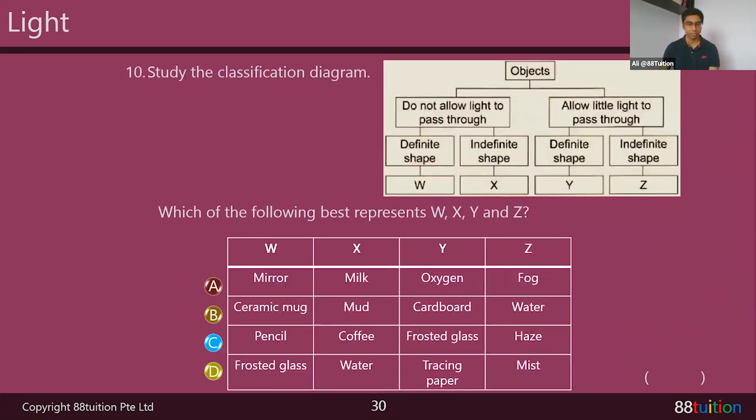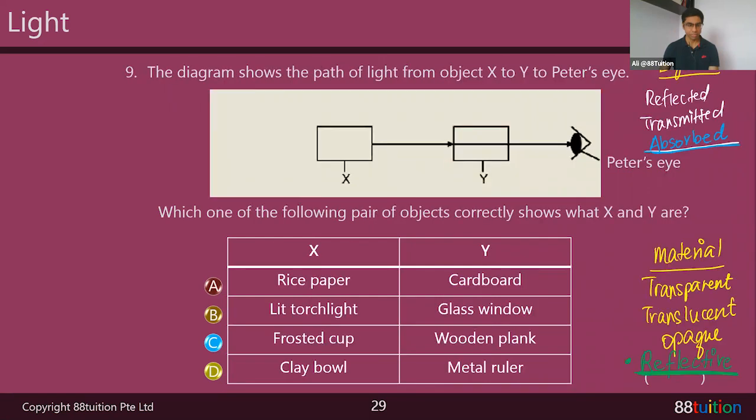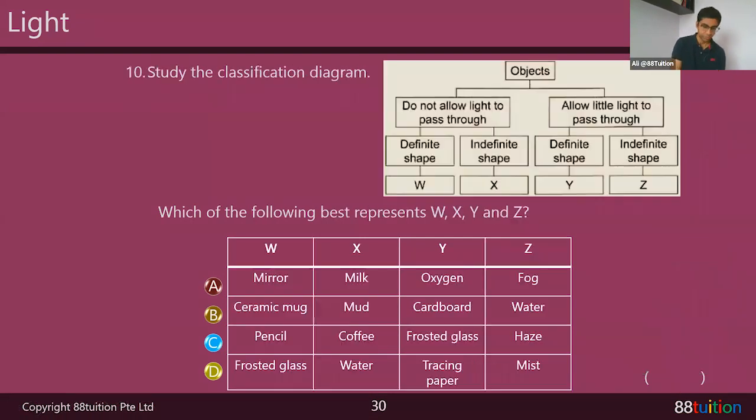What question are we on now? Did we answer the question number 9? Pari said answer is B. Am I right? Which of the following object correlates shows what X and Y are? Okay, B. Very good. Answer B. Okay, let's go. Going to finish already. Two more questions, okay? Or three more. Which of the following best represents W, X, Y?